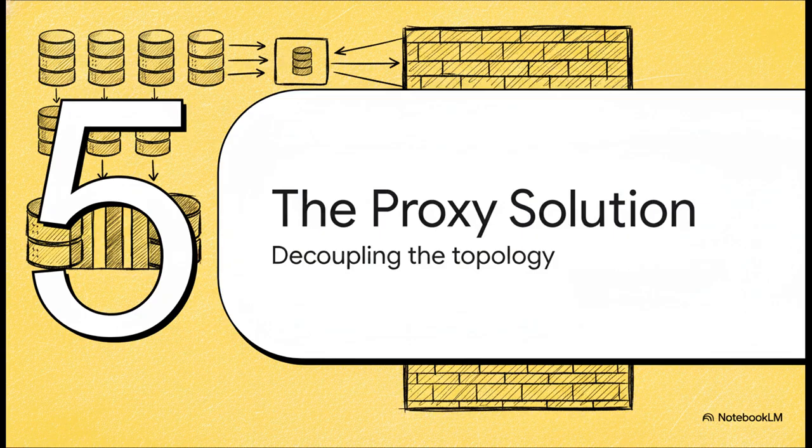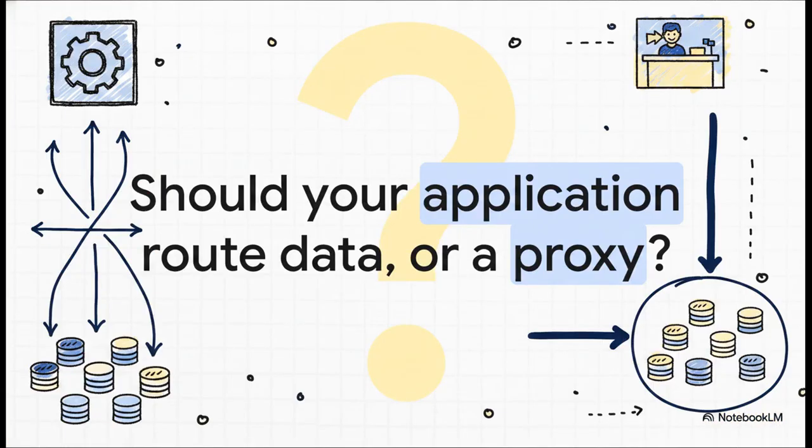Okay, but let's say you successfully scaled. You've got replicas. Maybe you're even sharded. Well, you've just hit an entirely new wall. Welcome to Section 5, the proxy solution. You now have a serious topology problem. You've got a primary database, you have multiple replicas, maybe you have a few shards. How on earth does your application code know which specific server to talk to for any given query?